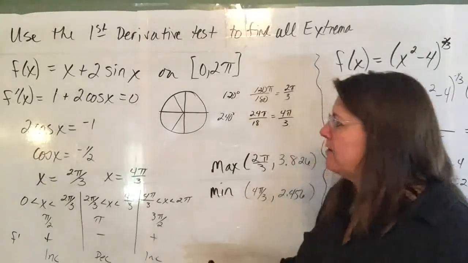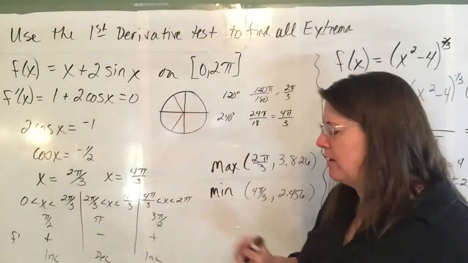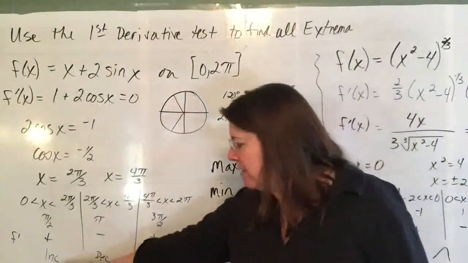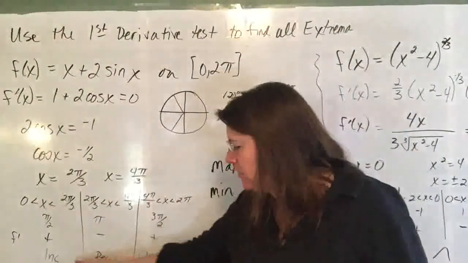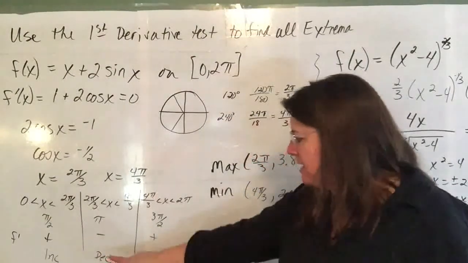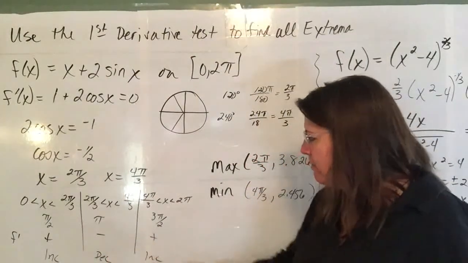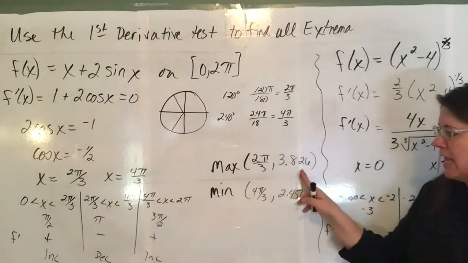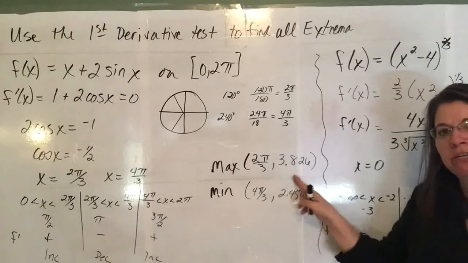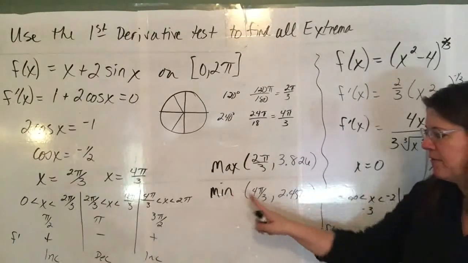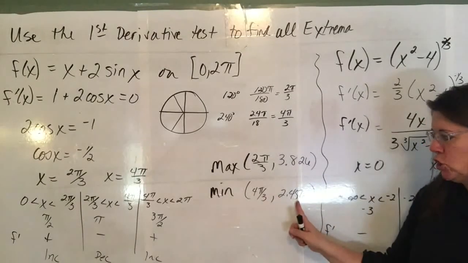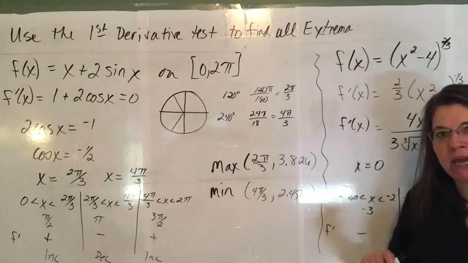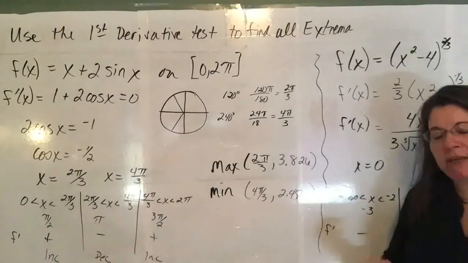There are no asymptotes in this trig function, so I don't have to worry about anything being undefined. So I can say that it's increasing to decreasing here, so I have a maximum, and it's decreasing to increasing there, so I have a minimum. So my maximum value was at 2 pi over 3, 3.826. I just used my calculator to get that value. And then my minimum value is at 4 pi over 3 and 2.456. Again, I used my calculator to get that. It's perfectly fine to do that.